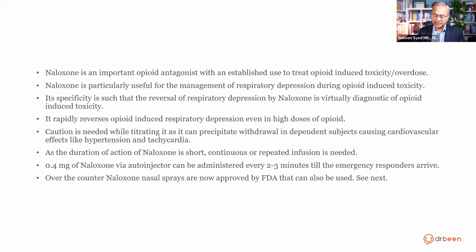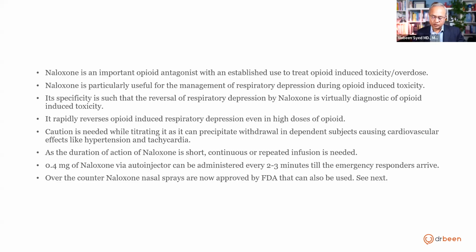Naloxone is an important opioid antagonist with an established use to treat opioid-induced toxicity overdose. It is particularly useful for the opioid-induced respiratory depression. Its specificity is such that the reversal of respiratory depression by naloxone is virtually diagnostic of opioid-induced toxicity. What does that mean? That means that when you give naloxone and the patient improves, the patient had opioid toxicity. If the patient does not improve, naloxone does not hurt them usually. So it is safe to be administered even if you do not know if the patient has the opioid-induced toxicity.